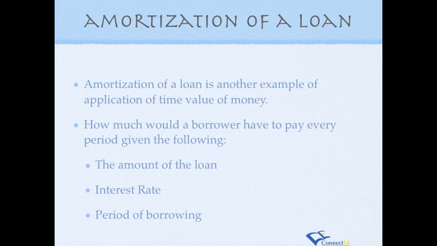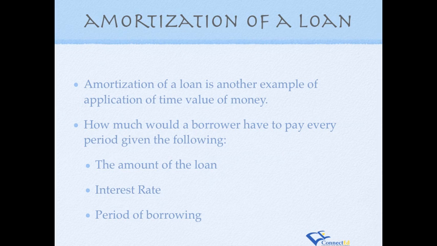Or take another example of an application of the time value of money concept. This is the amortization of a loan. So if you went to a bank and you wanted to borrow a sum of money, let's say to buy a car or a house, then you are taking a loan. The bank has an interest rate that it applies on the loan, depending on the type of the loan, and you would also have to specify how long you intend to borrow the money from the bank.